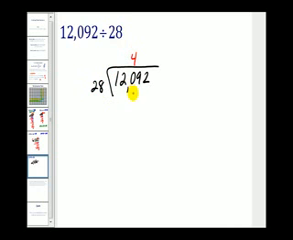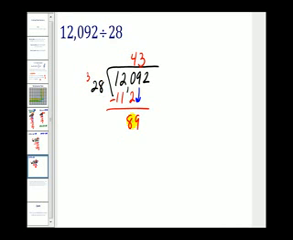4 times 8 would be 32. Carry the 3. 4 times 2 would be 8, plus 3, that would be 11. Now we'll subtract. 120 minus 112, that would be 8, which is less than 28, so the 4 is correct. Bring down the next digit, which is a 9. How many 28s in 89? And when I see this, I think of how many 30s are there in 90. That would be 3, so let's try 3.